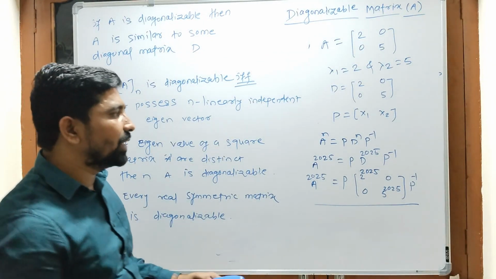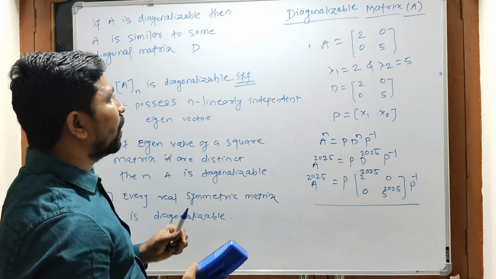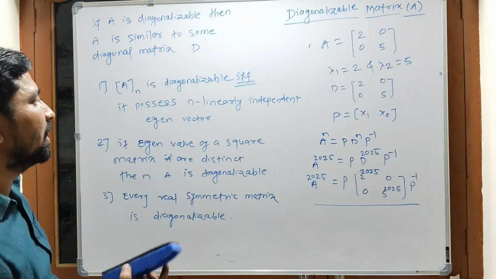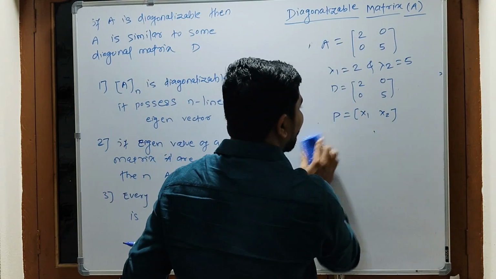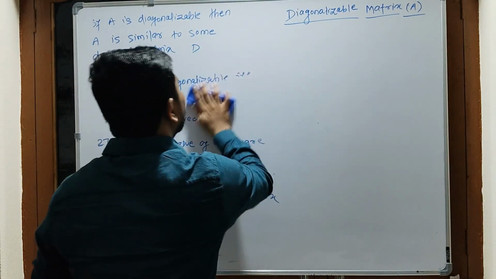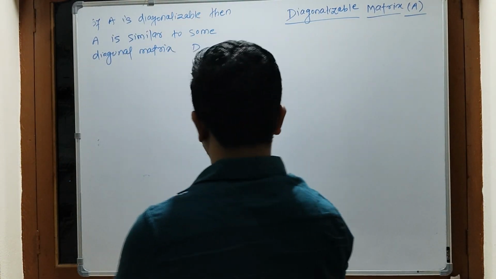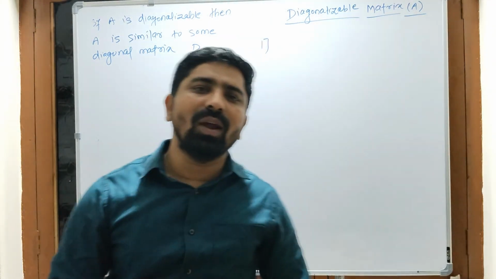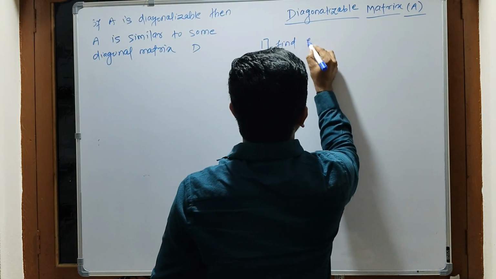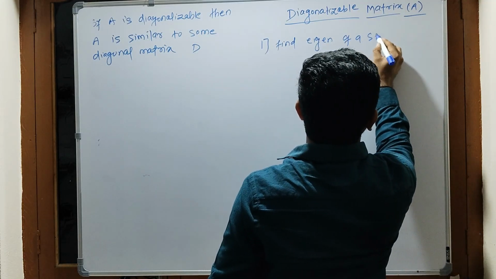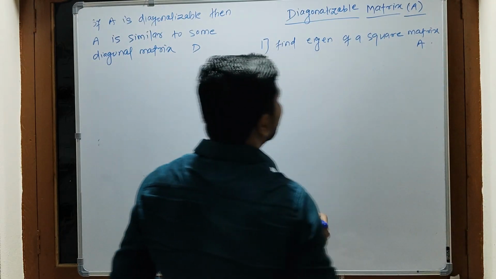Now we discuss the working rule for the diagonalization of a square matrix A, that is, how to convert the given matrix A into the diagonal matrix D. First, the working rule to find the diagonalization of a square matrix A. The first step is to find the eigenvalues of the square matrix A.